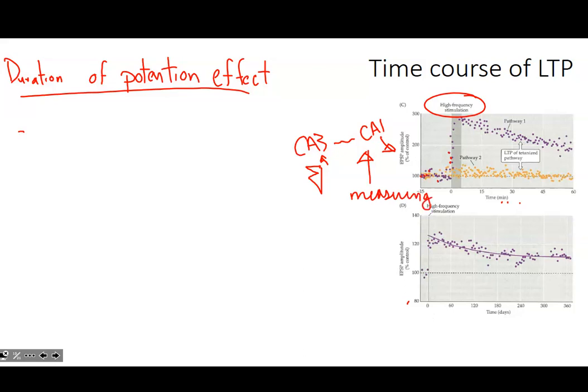So, for example, if the CA1 response pre-tetanus was, what do we want to say? I don't know, maybe 5 millivolts, right? That's how much depolarization occurred. Right away post-tetanus, we max out at about 300% that.